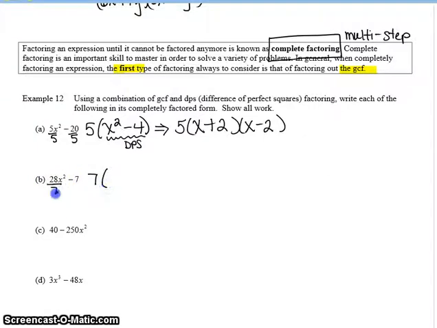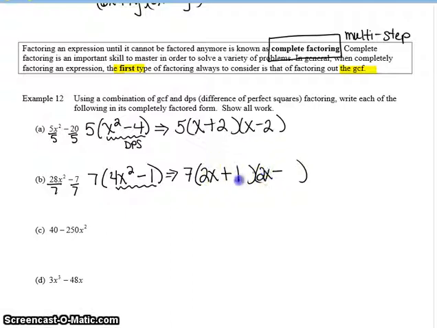Factor out a 7. I'm left with 4x squared minus 1. So keep the 7. You got to make sure the 7 stays for the ride. And I have two sets of parentheses. One's a plus, one's a minus. Here's my DPS again. Square root of 4x squared will be 2x in front. And the square root of 1 is 1.